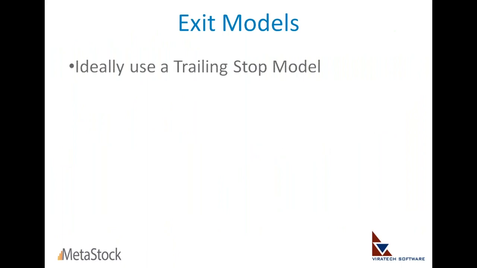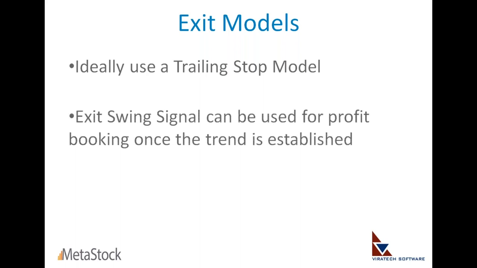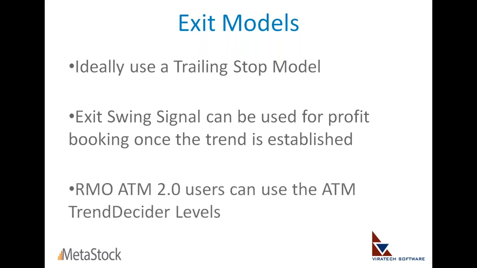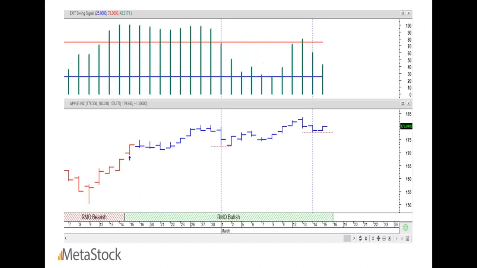Now, let's look at exit models. So one side of the exits is, of course, if the trade goes wrong, you have the stop in place, which I just discussed. But what about the exits? So usually I like to use a trailing stop model, and you can use an indicator within the template called the exit swing signal. That's a good indicator to use once the trade is profitable. And the second is to use the ATM trend decider levels. I personally use the trend decider levels because I find them a lot more objective and a lot more realistic. It gets me out much later and probably almost where the trend is about to end. I'll talk to you a little bit about those trend decider levels shortly.